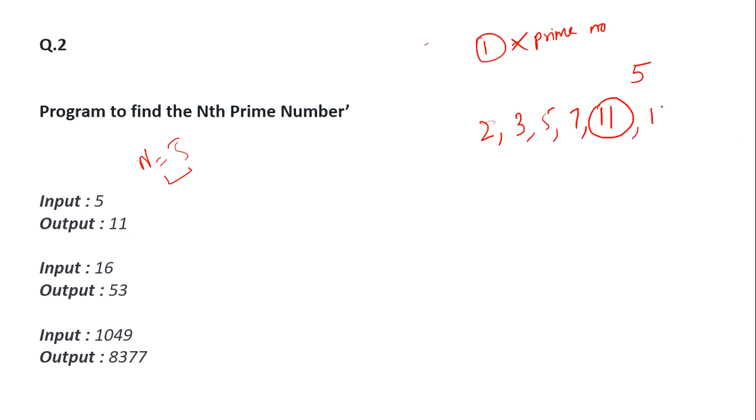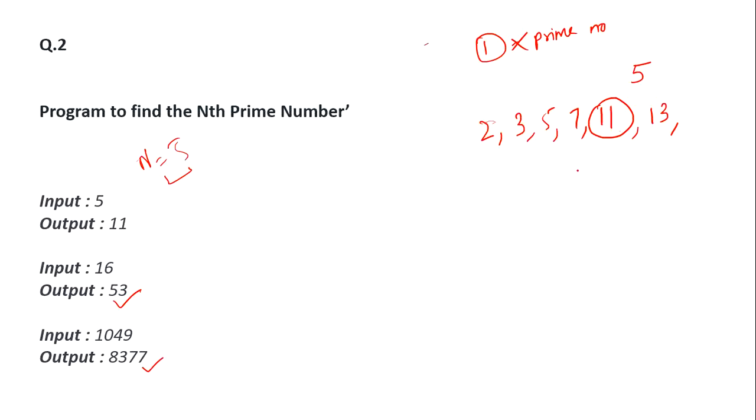Then after 11 we have 13. Okay. And this is how it will go. And the 16th prime number is 53. And then if they are asking for the 1049th prime number, then that is 8377, right? So we have to write a code to determine the nth prime number.